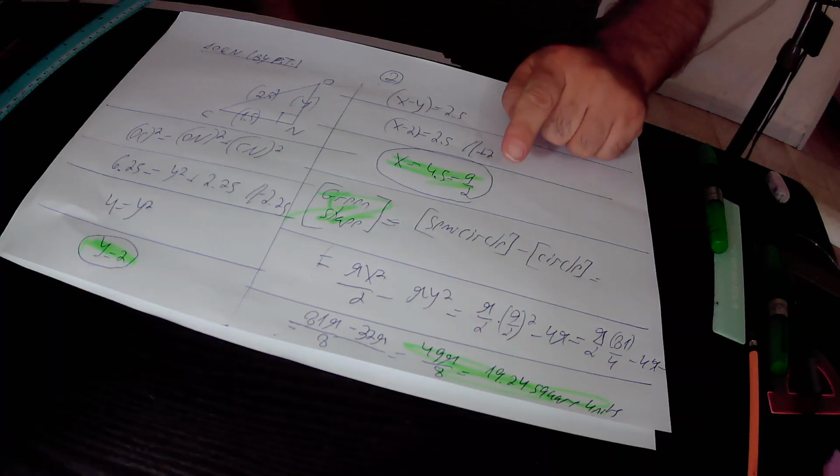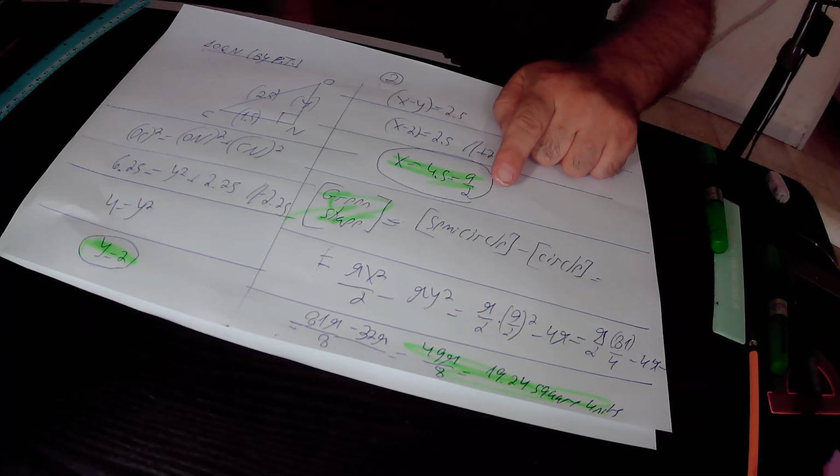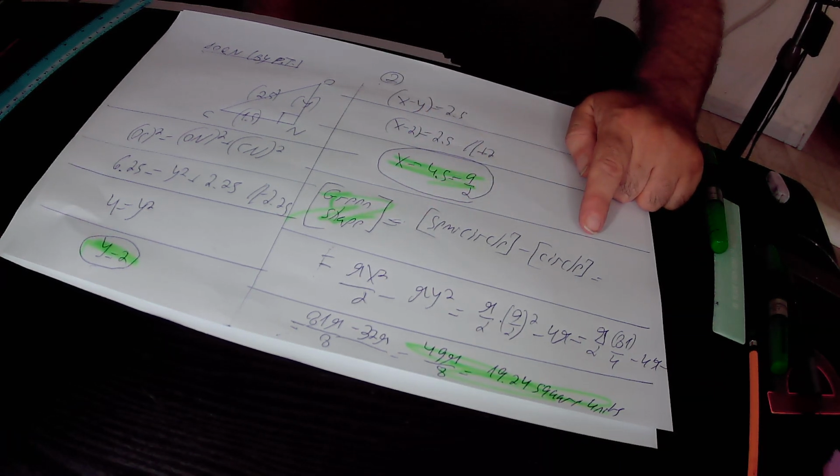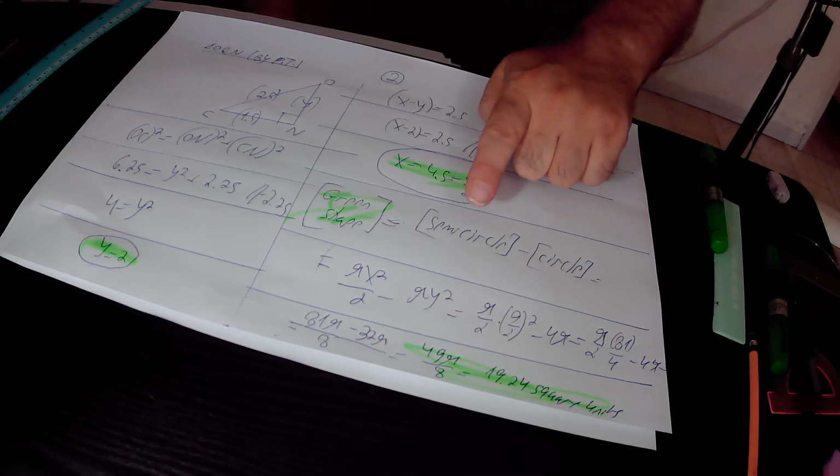The radius of the big semicircle is x, therefore the area of the semicircle must be equal to pi x squared over 2. Minus the area of the circle, the radius of the small circle is y, therefore the area of the small circle must be equal to pi y squared.